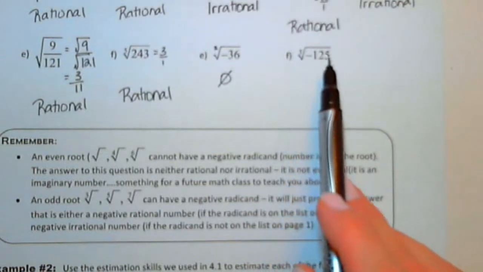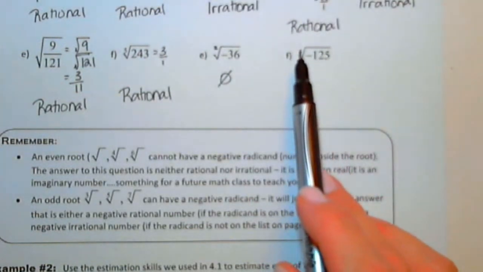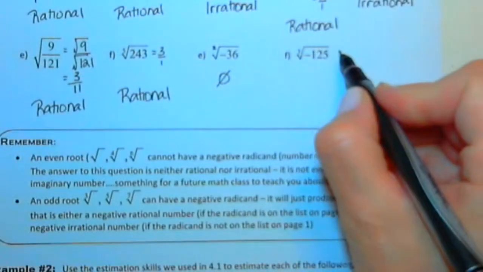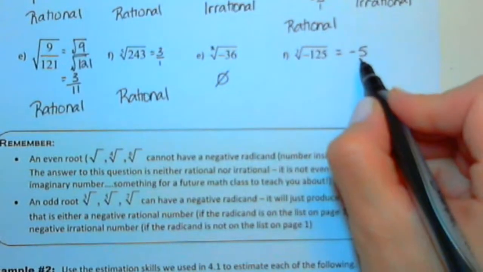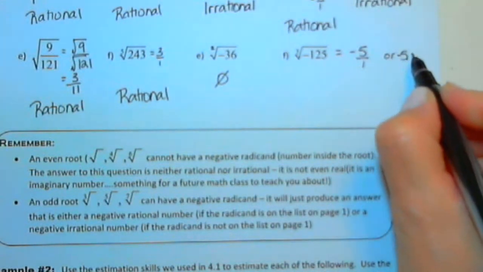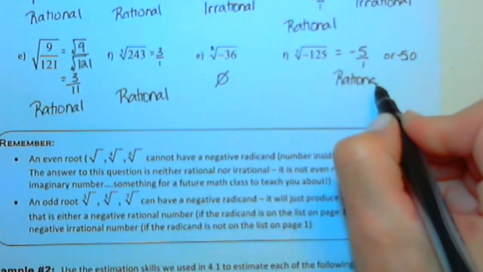What about the cube root of negative 125? Well, 125 is on my cube root list. Cube roots can have negatives. So this one has a decent answer, and its answer is -5, which can be written as a fraction, or it can be written as a decimal. So this is a rational number.